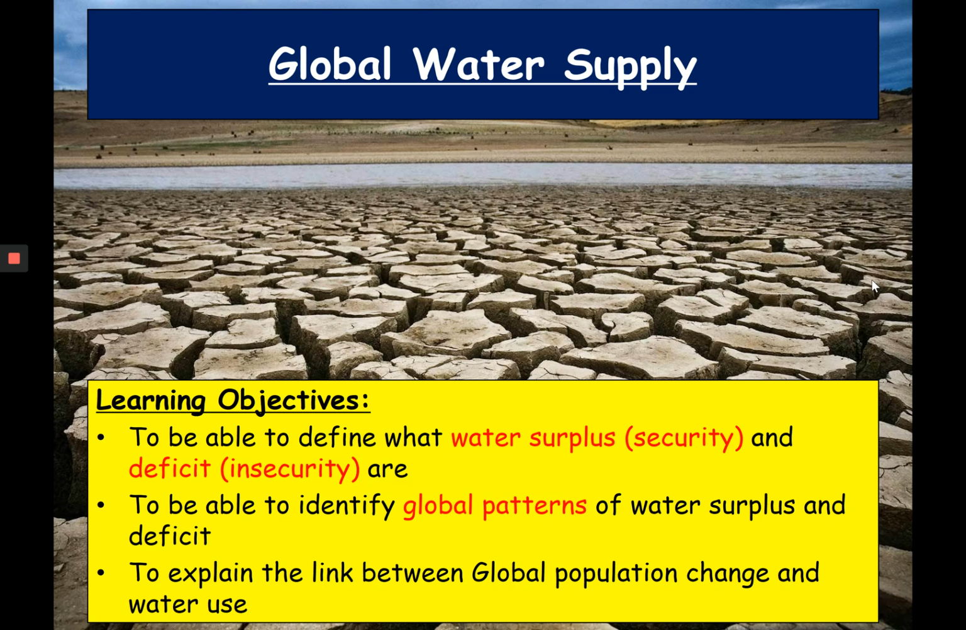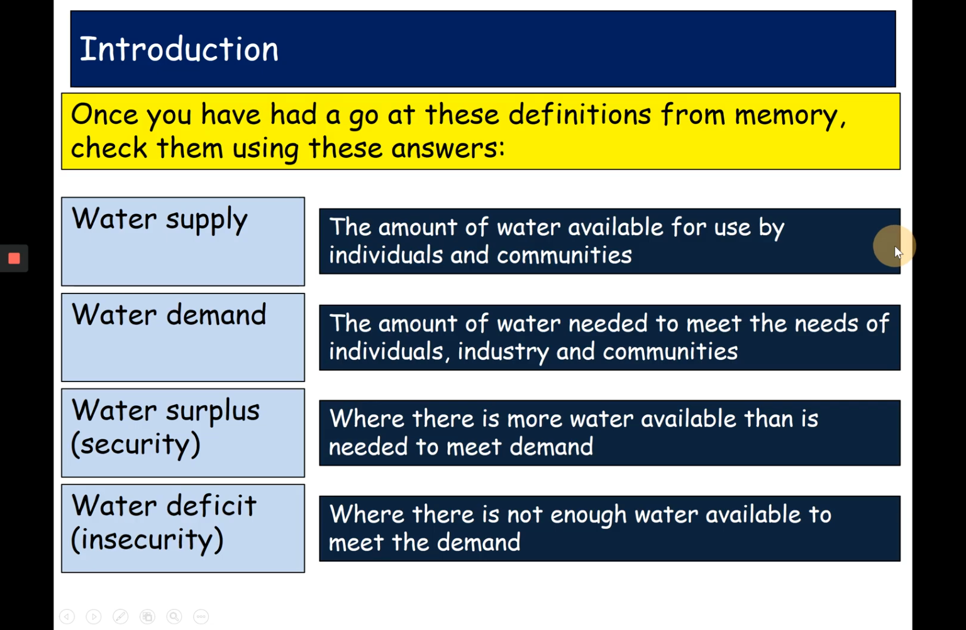Hopefully now you've restarted it and you've written or had a go at writing down those definitions. And if you look at this slide, the next slide on our PowerPoint, I've got the same definitions I gave you last time. So water supply, it's the amount of water that is available for use by individuals and communities. Water demand, secondly, is the amount of water that is needed to meet the needs of individuals, industry, and communities. Needs or demands, two words you can use interchangeably there.